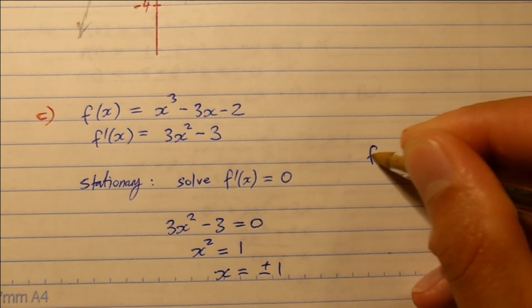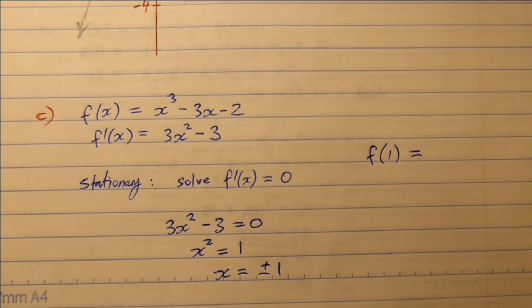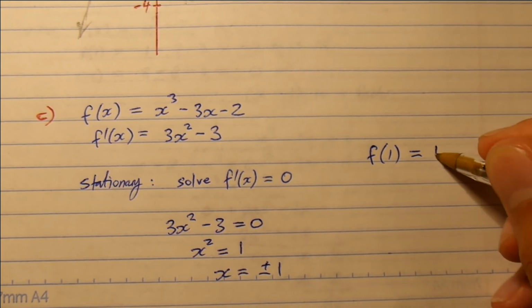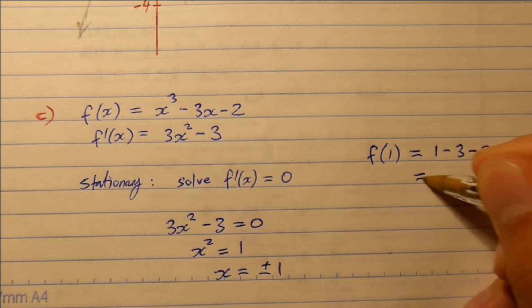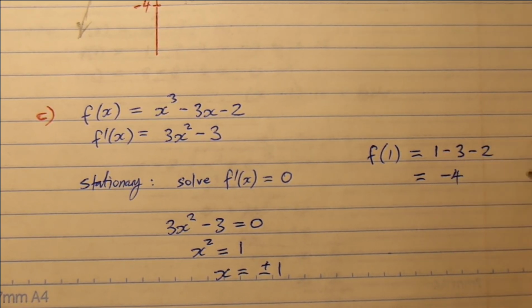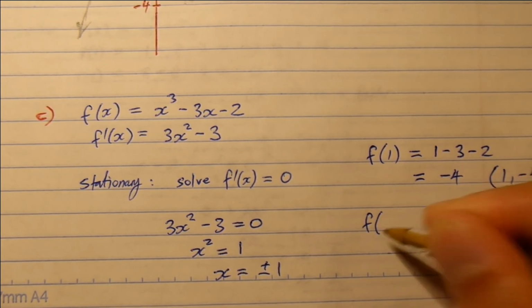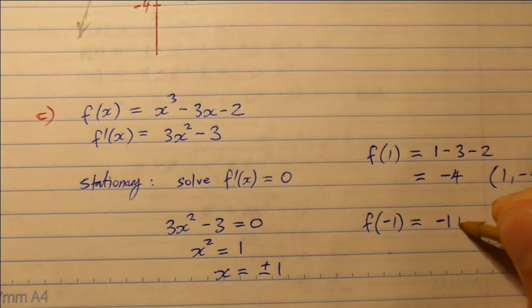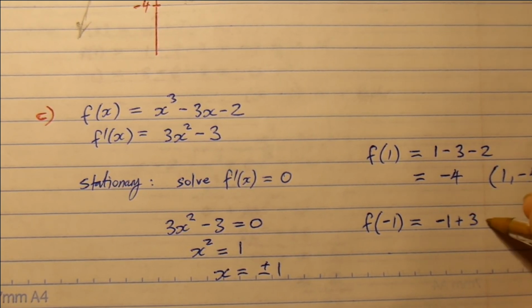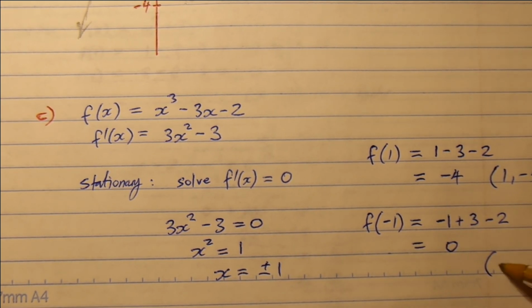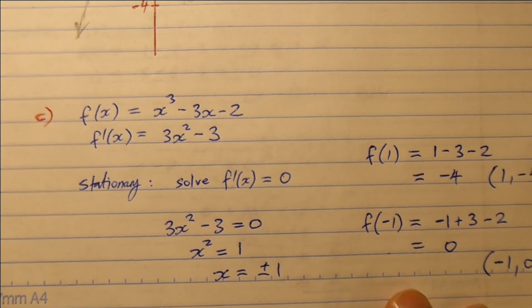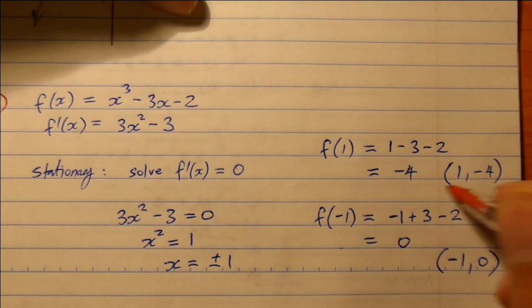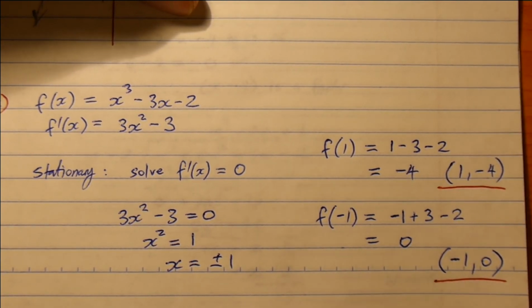I then sub them back into the original function. So f of 1 is equal to 1 minus 3 minus 2, which is equal to negative 4. So that's one of the coordinates of my stationary point, 1 comma negative 4. And the other coordinate is at f of negative 1. Put a negative 1 here, negative 1 plus 3 minus 2, and I get 0, which is actually that point we talked about earlier, negative 1 comma 0 being the repeated factor. So 1, negative 4, and negative 1, 0.